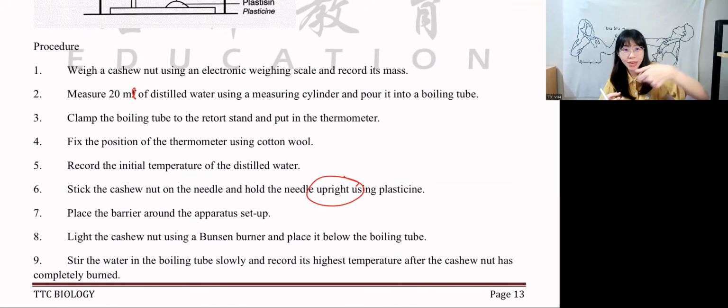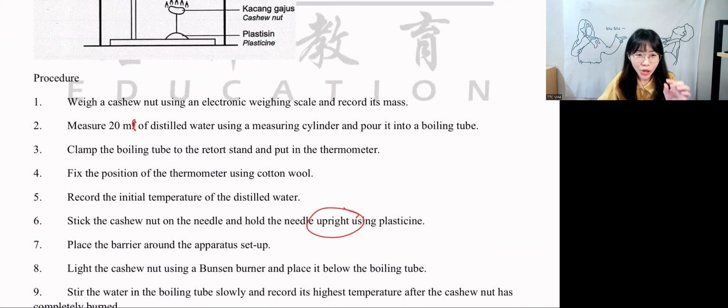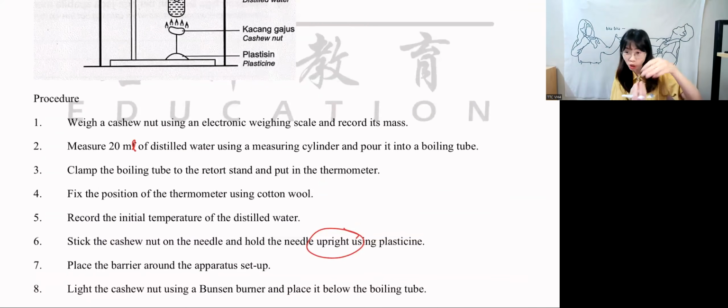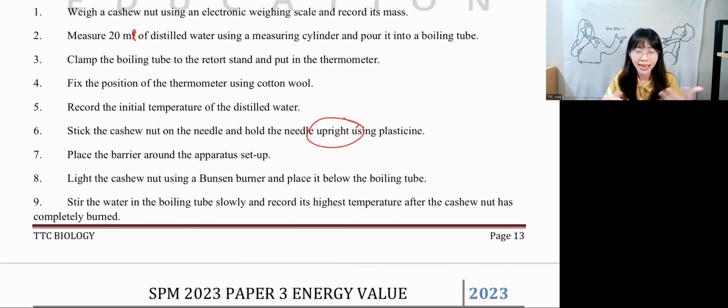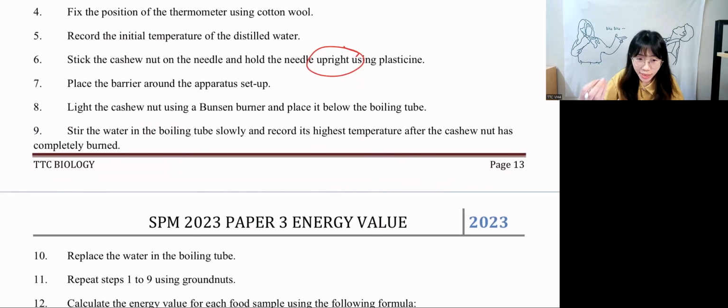You don't put your Bunsen burner near to your food because it will increase the temperature of the water. So you don't take the Bunsen burner near to your boiling tube. You take the food near to the Bunsen burner, return the food back to the upright position. When you place the nut, you have to place it as close as possible to the boiling tube. Only then you will have lesser heat loss, your temperature increase is more obvious.